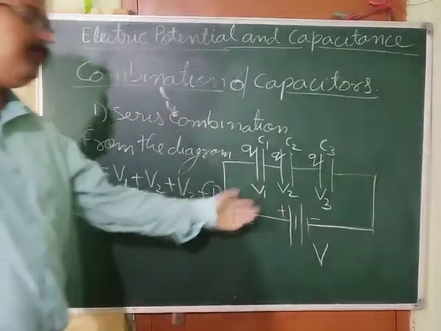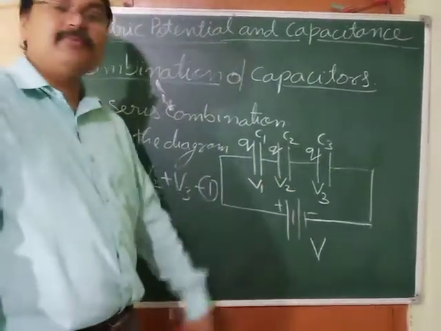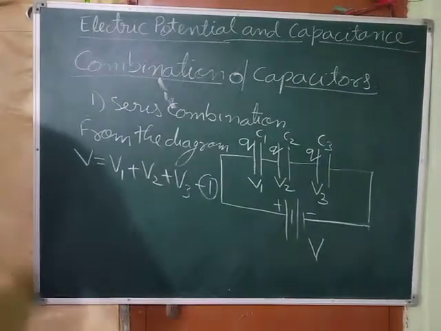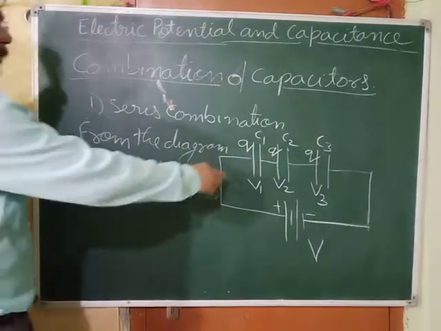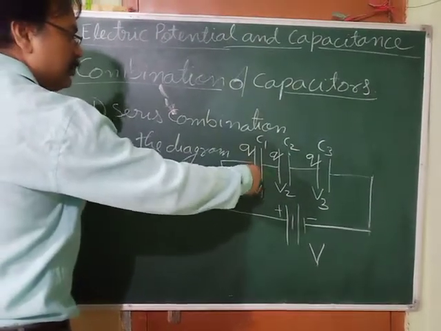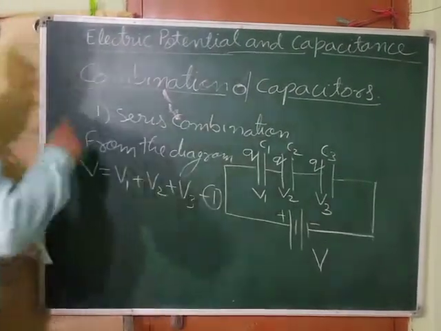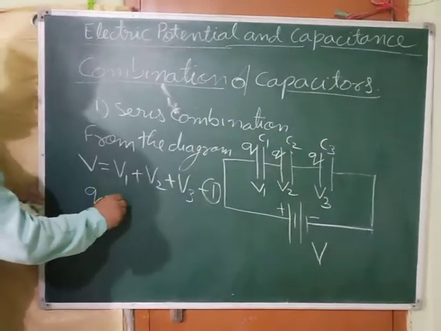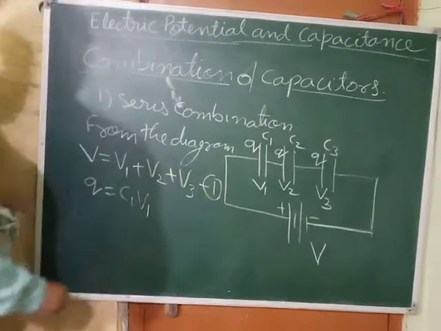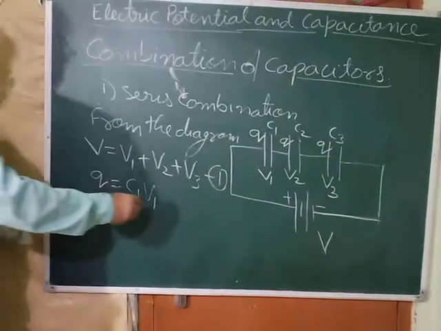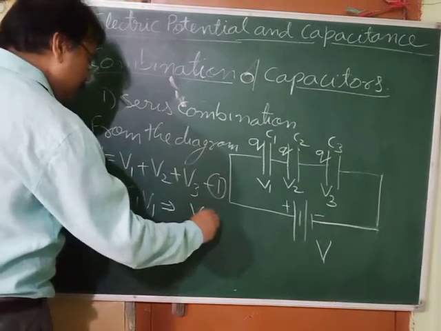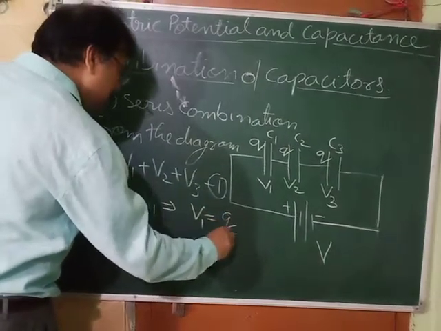It has consumed how much potential difference? V1. It has consumed V2, and this has consumed V3. Now, by applying the definition of capacitance on all three, what we can write? For first, we can write Q is equals to C1 V1. But here what we require? Value of V1. So from here can we get the value of V1? So V1 is equals to how much? V1 is equals to Q by C1.